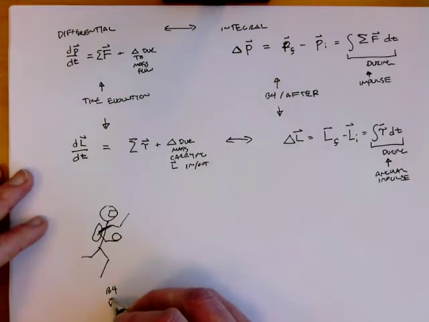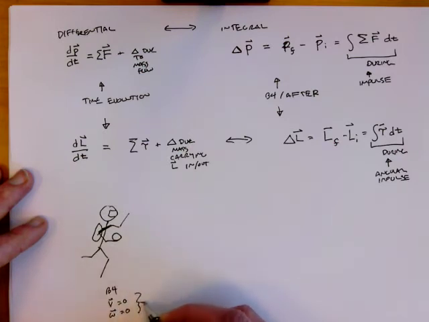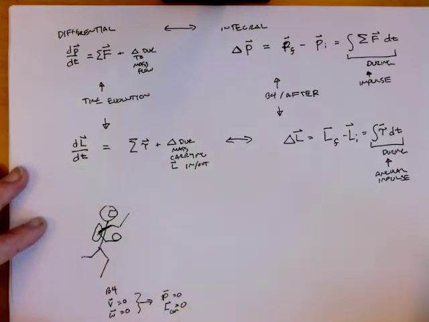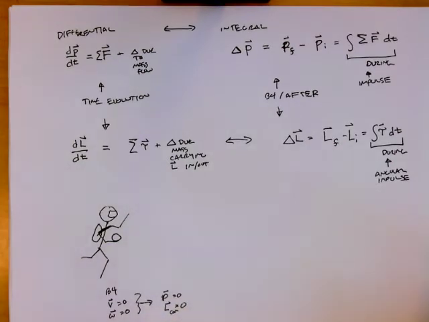The velocity of the astronaut is 0. The astronaut is not rotating, right? The angular velocity of the astronaut is 0. And so the astronaut's momentum is 0, and the astronaut's angular momentum about the astronaut's center of mass is 0 as well, right? Now the astronaut throws the frisbee.